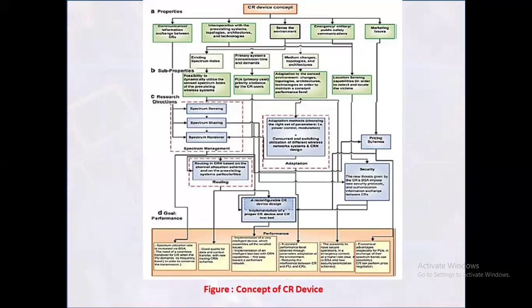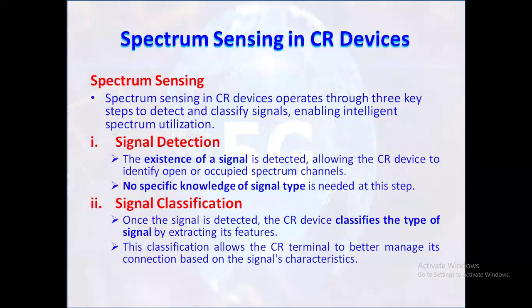This is the overall diagram of the CR devices. All functions are given: spectrum sensing, spectrum sharing, and spectrum handover, etc. The first one is spectrum sensing in the CR devices. Spectrum sensing is a fundamental capability of CR devices, involving a systematic process that allows them to detect and classify signals in the surrounding environment.